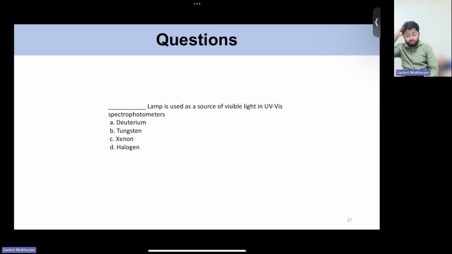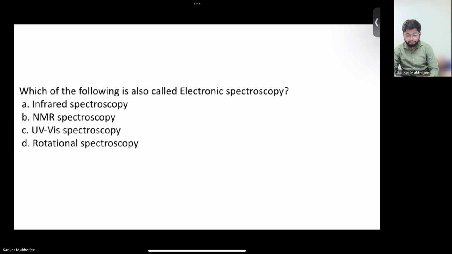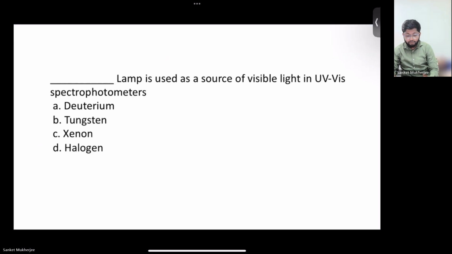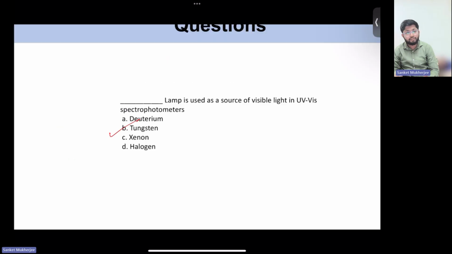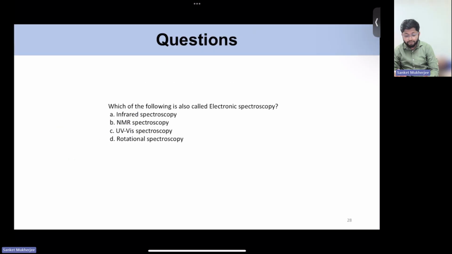Which lamp is used as a source of visible light in a UV visible spectrophotometer? Is it a deuterium lamp, tungsten, xenon, or halogen lamp? So the answer to this would be a tungsten lamp. It is used for UV visible spectroscopy.